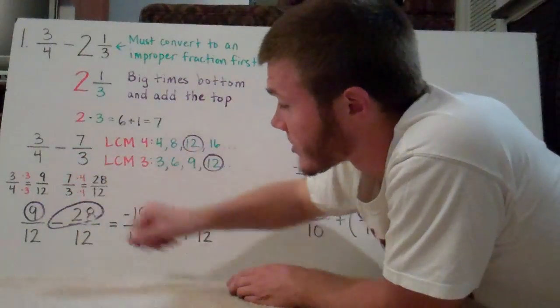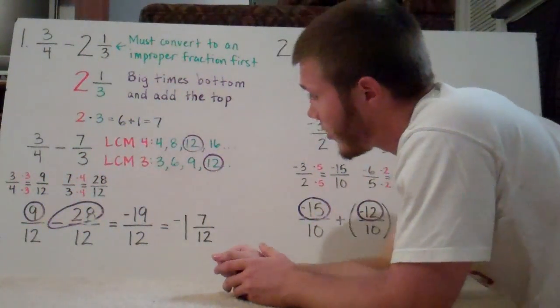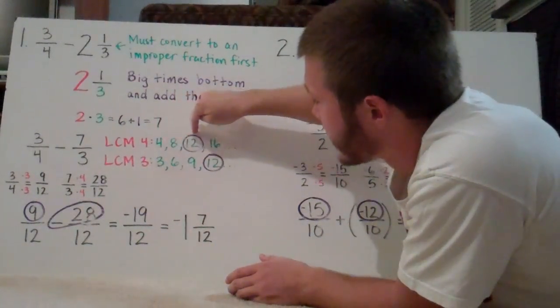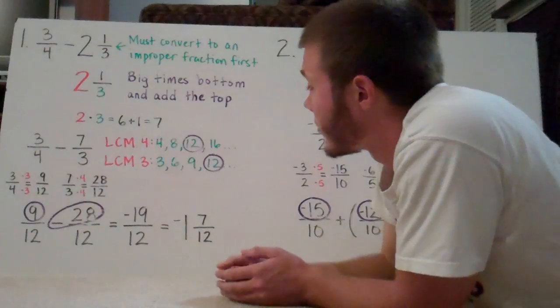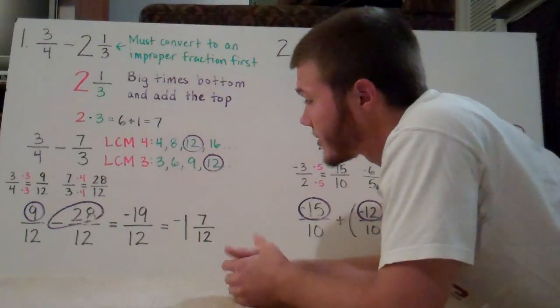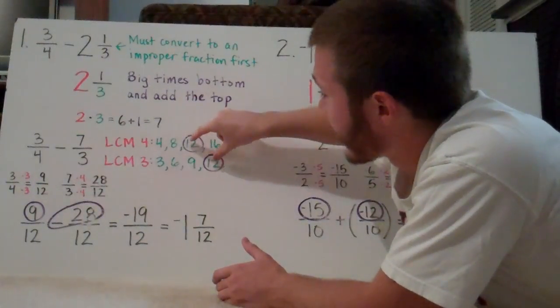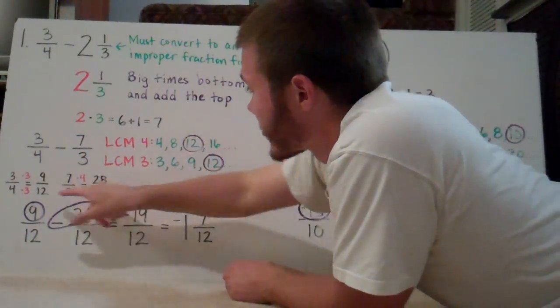But the denominators are still different. So I need to find the multiples of 4 and 3. So 4, I've got 4, 8, 12, 16. For 3, I have 3, 6, 9, and 12. The least common multiple of 4 and 3 is going to be 12. That's the first number they both have in common. So I want to make my fractions into 12ths.